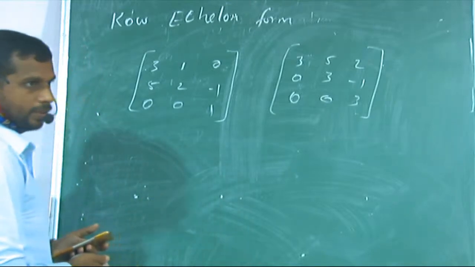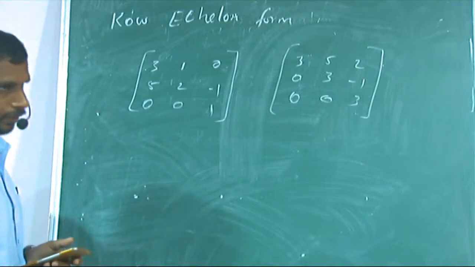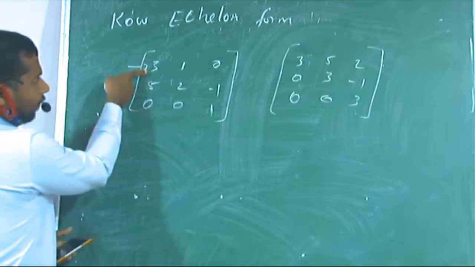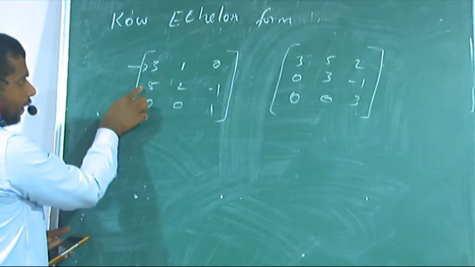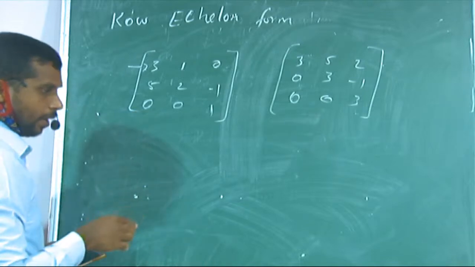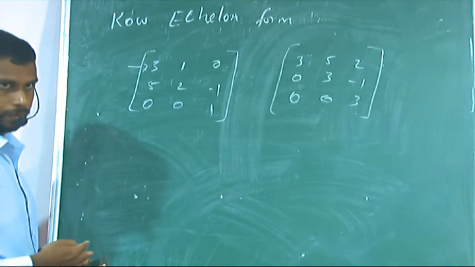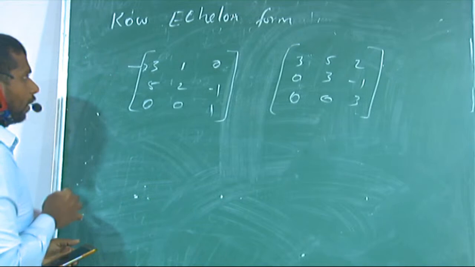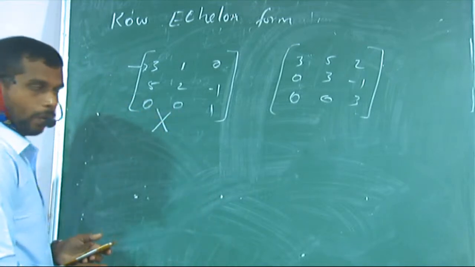When starting the non-zero digit, the two terms under it will be 0, compared with the first row. In the first row, the non-zero digit starts with 3, but under it the two terms need to be 0. But here there is only one 0 and another non-zero digit, but we should show 0 under the two terms. That is the first point in row echelon form. But here definitely we can say this is not a row echelon form.